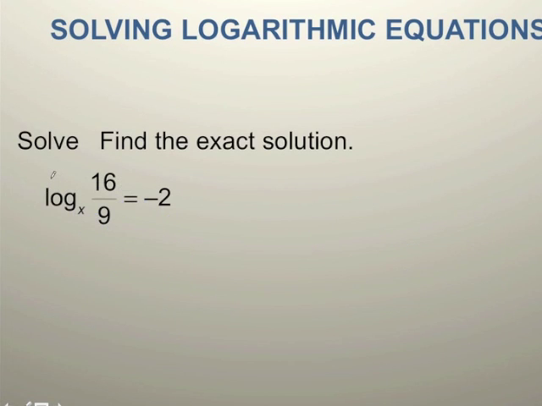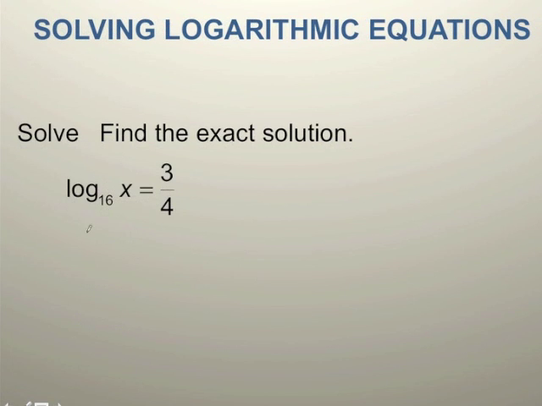We want to solve logarithmic equations, and sometimes to solve them we need to change them to exponential form. So right now we have the base is x and the exponent is -2. That equals 16/9. Let's take the reciprocals of both of these so we can make this positive. So x squared equals 9/16. So x would equal plus or minus 3/4. However, since our bases can only be positive for logarithms, x will equal 3/4.